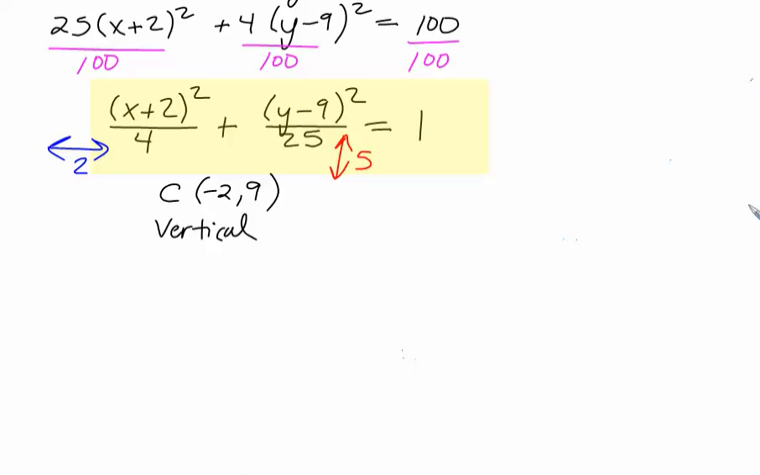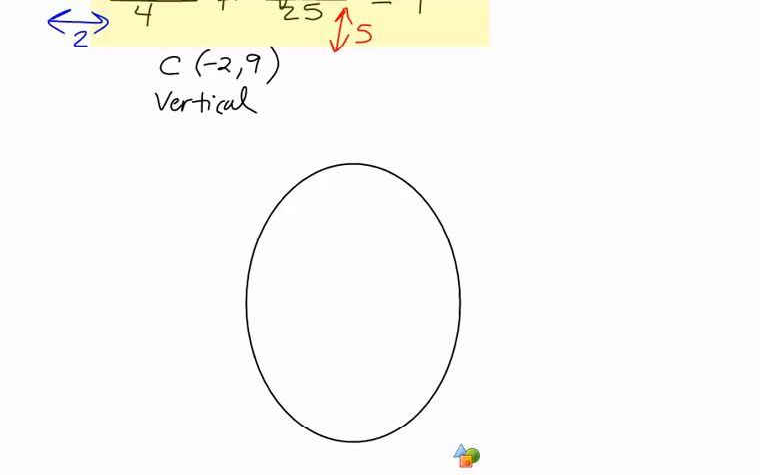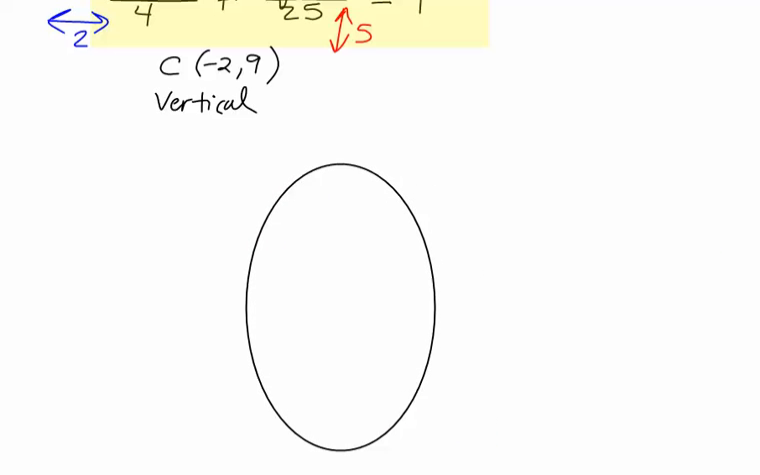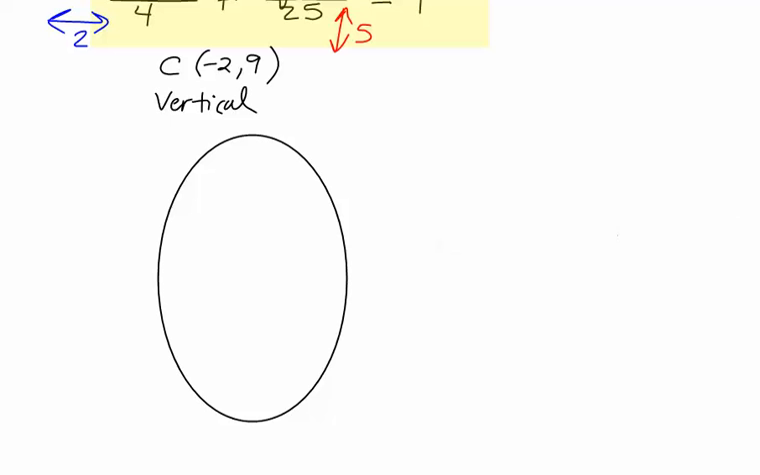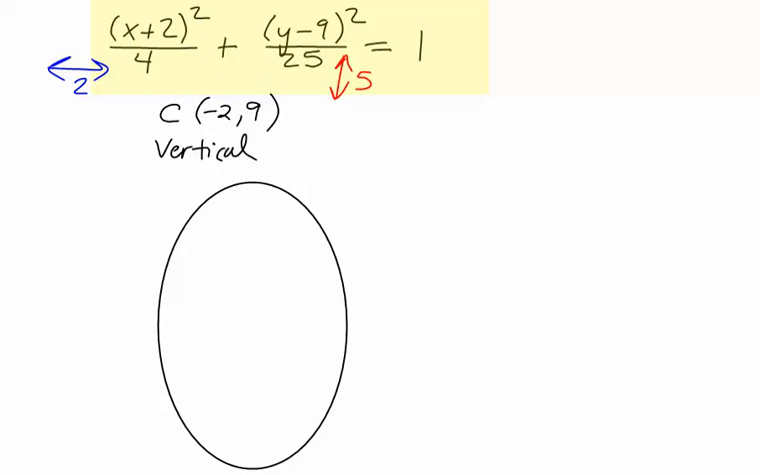So when we go to draw this ellipse, and we can just do a rough sketch, we know it's going to be a vertical ellipse, so we can draw it more elongated vertically. We know where the center point of our ellipse is. It's going to be at negative 2, 9.